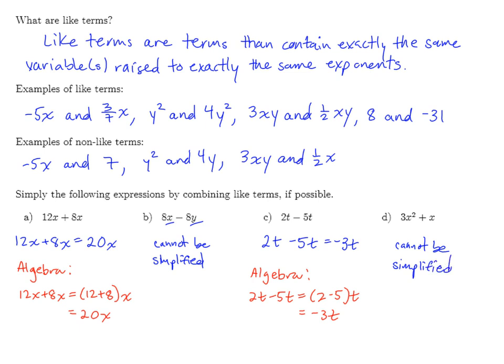So we've defined like terms, identified like terms and non-like terms, and then used what we know about like terms to simplify expressions by combining like terms.